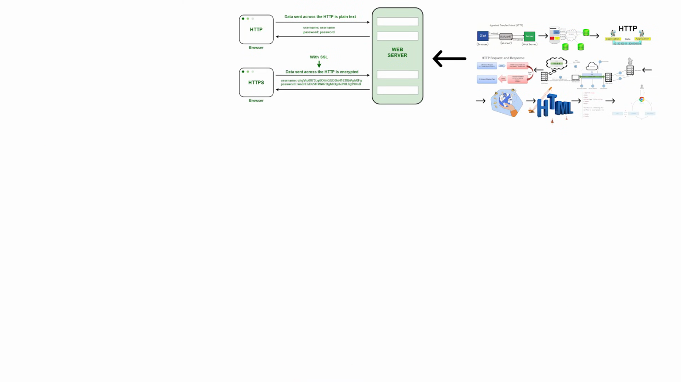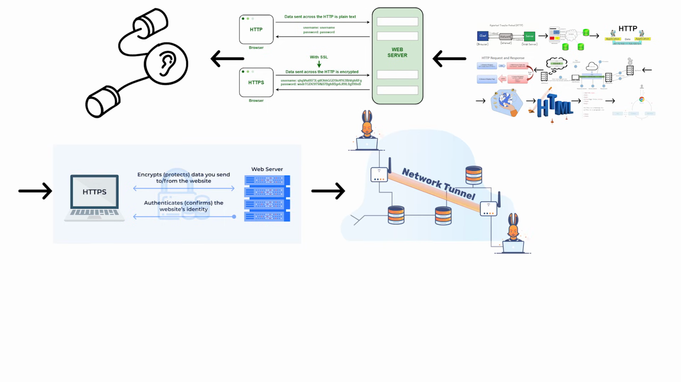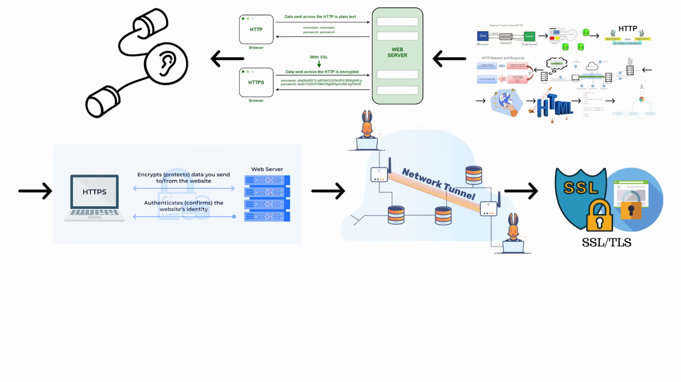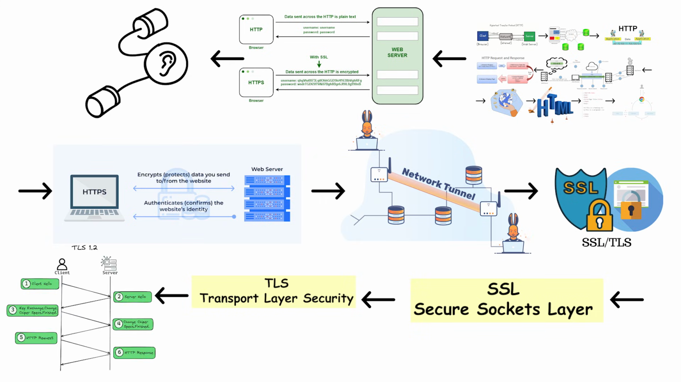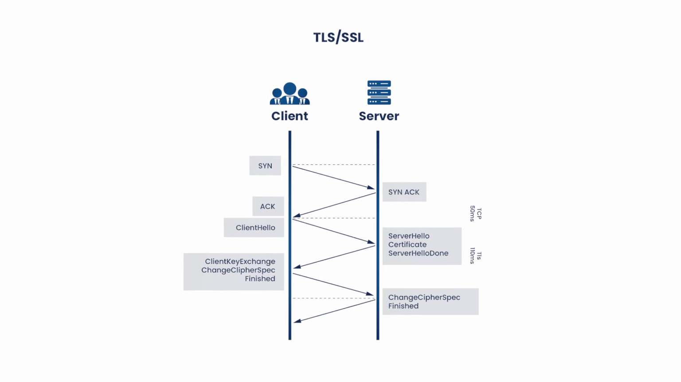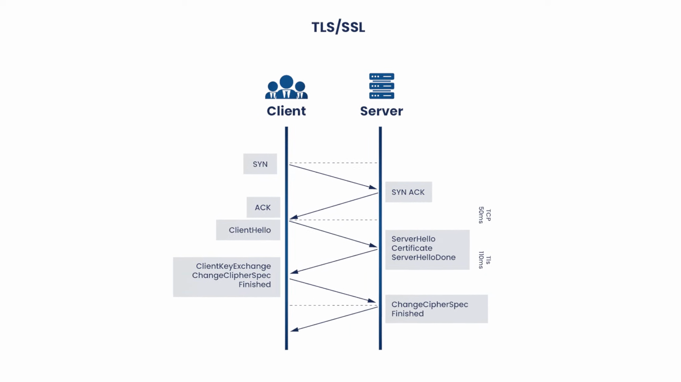The problem with basic HTTP is that the data travels in plain text, meaning anyone intercepting the connection can read it. That is where HTTPS comes in. HTTPS is HTTP running inside an encrypted tunnel created by SSL or TLS protocols. SSL stands for Secure Sockets Layer, and TLS stands for Transport Layer Security, with TLS being the modern, more secure replacement. Together, they encrypt the data exchanged between your browser and the server, protecting it from eavesdropping and tampering.